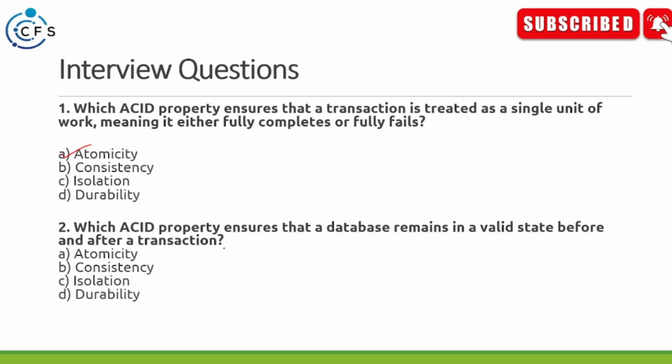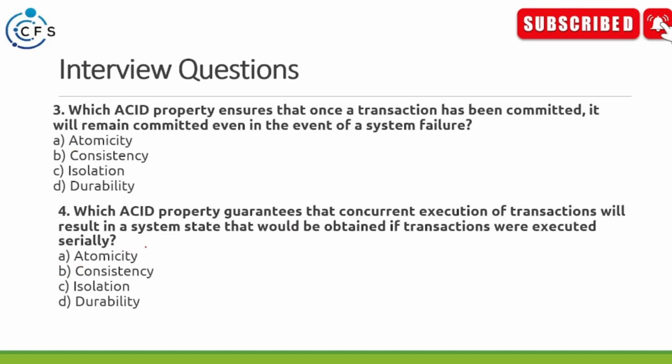Now move to the next. Which ACID property ensures that data remains in a valid state before and after? If something comes before and after, then our consistency comes, because that is for before and after. Now next: which ACID property ensures that once the transaction has been committed, it will remain committed even if there is a system failure? That is what we have checked, that is durability, and the correct answer is durability.